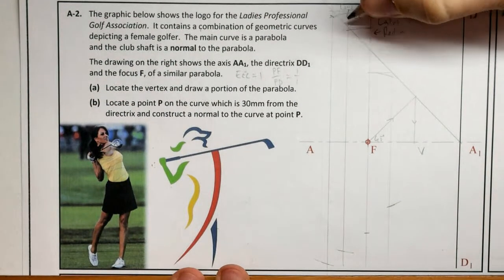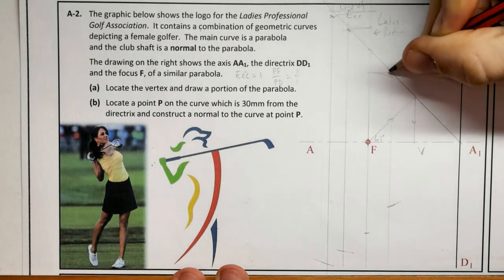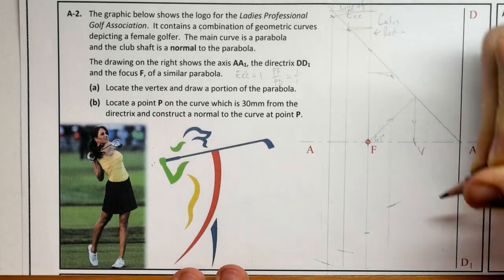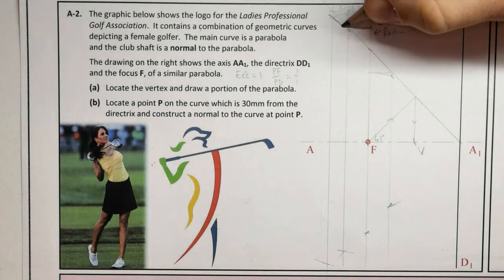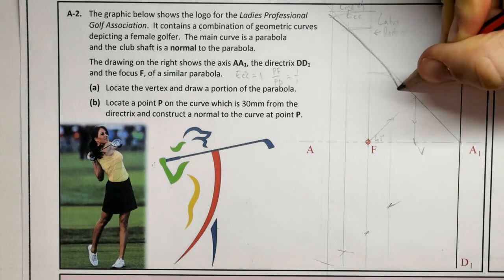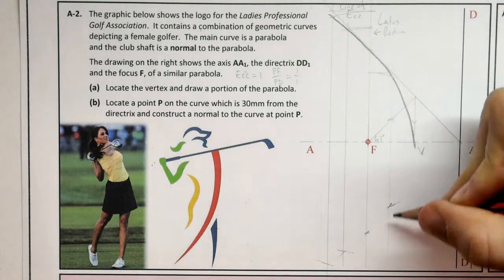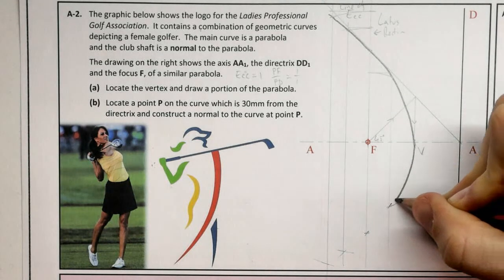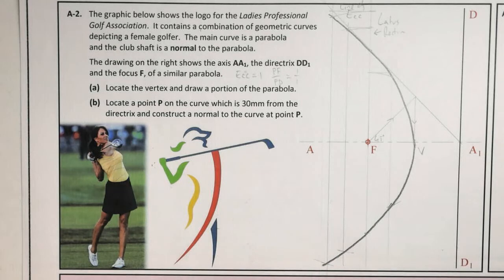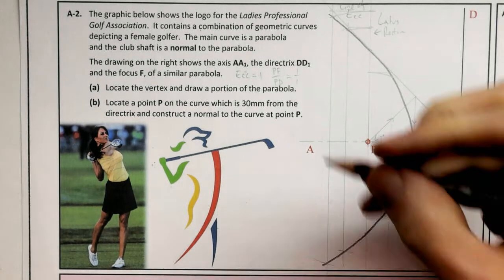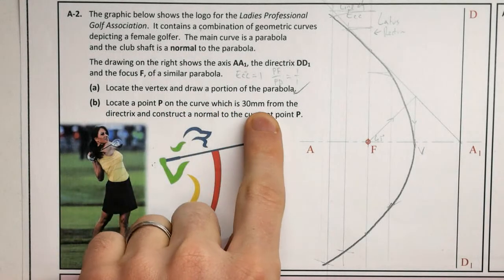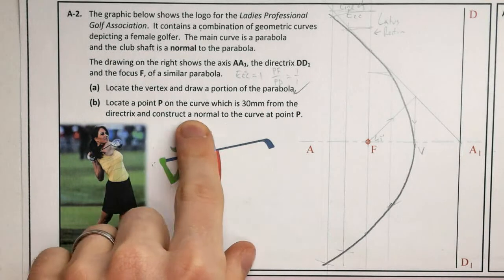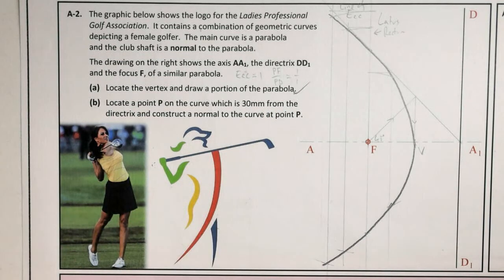So, point, tangential, point, down to my vertex, and out like so. A freehand curve. Probably could have done with another point inside here. But that is my parabola. So part A completed. Then we want to locate a point P on the curve which is 30 millimeters from the directrix and construct a normal to that point.